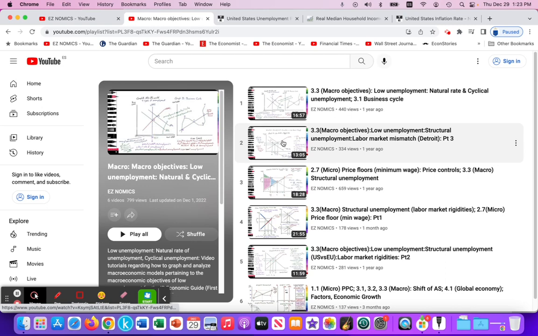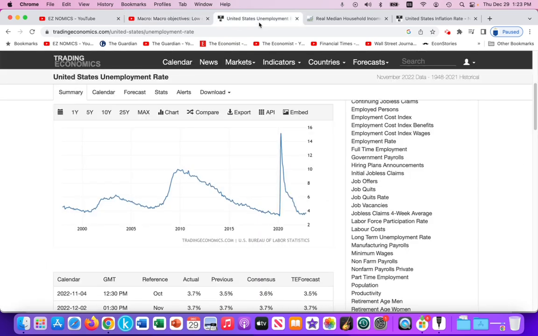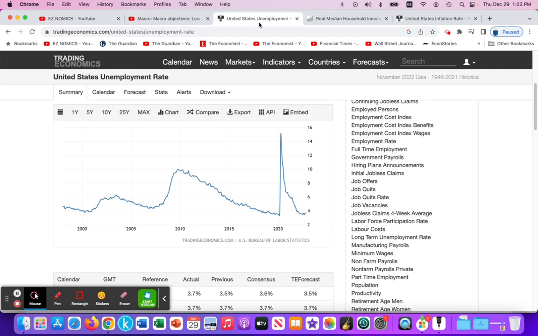It will also be part of this playlist focusing on the macroeconomic objective of low unemployment, natural rate of unemployment, cyclical unemployment. This is part of the IB syllabus under 3.1, 3.2, 3.3, I believe. Some real world data that we can use: we'll use the United States as our example when we graph this, but the graphing will be in the second video of this maybe 2-3 part series.